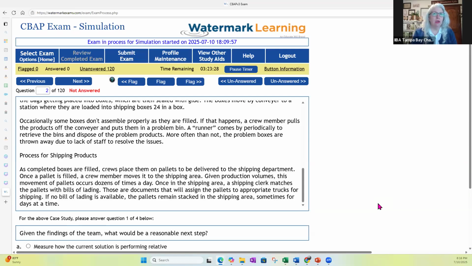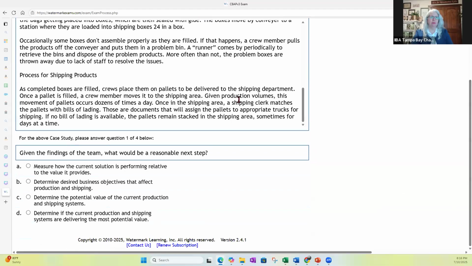Once in the shipping area, a shipping clerk matches the pallets with bills of lading. Those are documents that will assign the pallet to an appropriate truck for shipping. If no bill of lading is available, the pallet remains stacked in the shipping area, sometimes for days at a time. We just did a current state analysis.